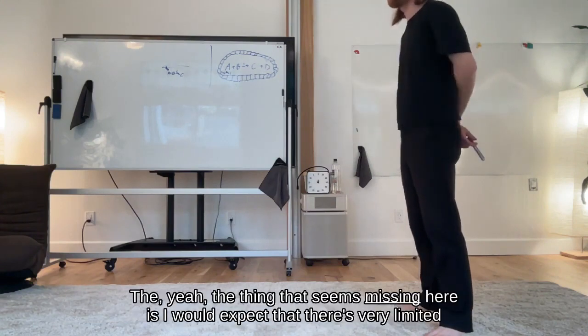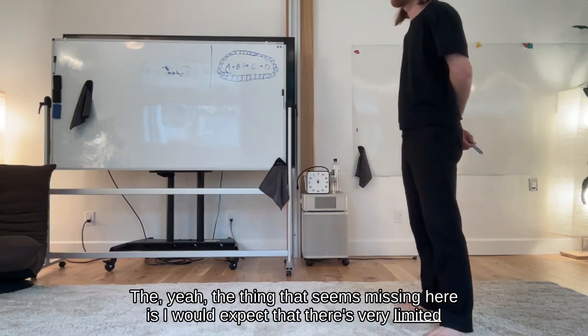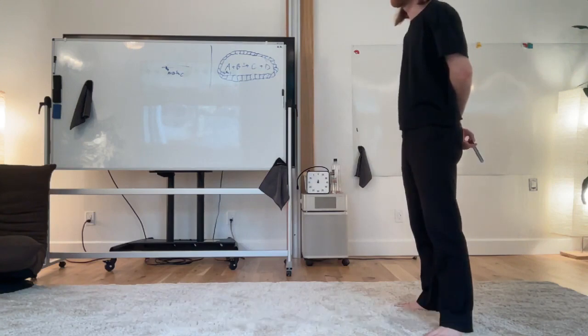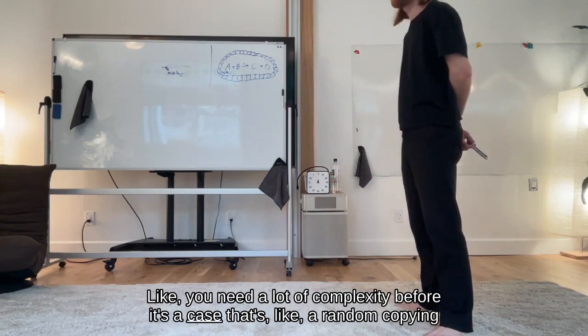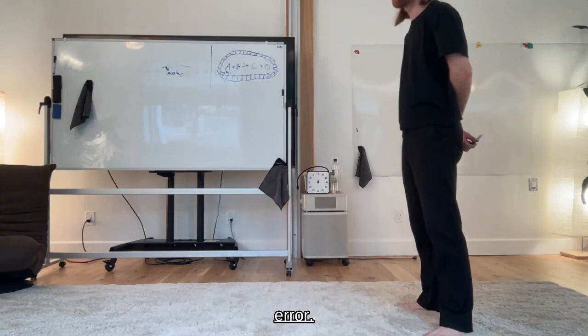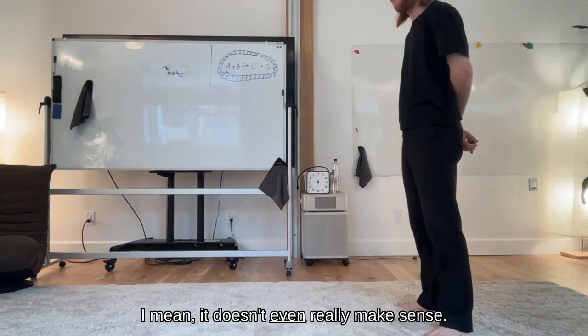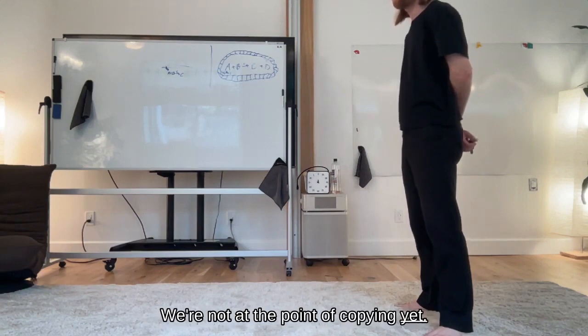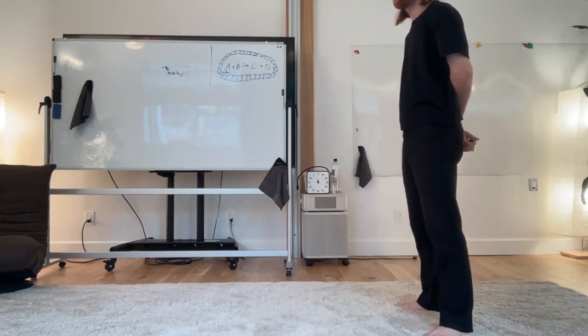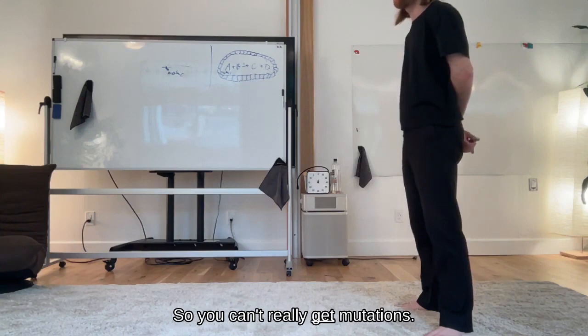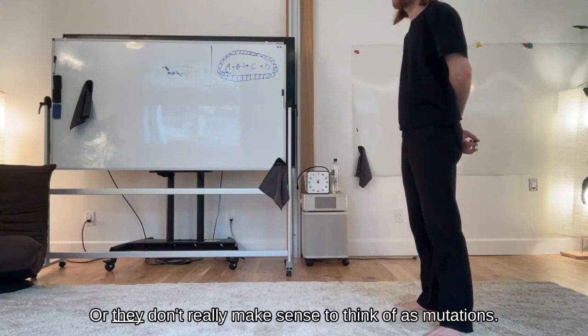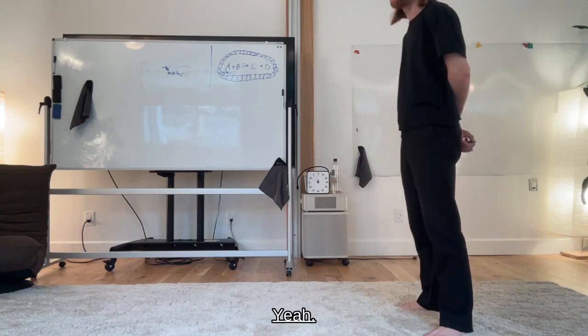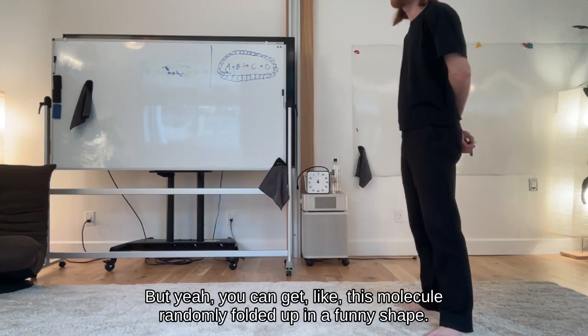The thing that seems missing here is that I would expect there's very limited degrees of freedom in the mutations that are possible. You need a lot of complexity before a random copying error... I mean, it doesn't even really make sense. We're not at the point of copying yet. Correct. So you can't really get mutations, or they don't really make sense to think of as mutations. Yeah. But right, you can get this molecule randomly folded up in a funny shape.